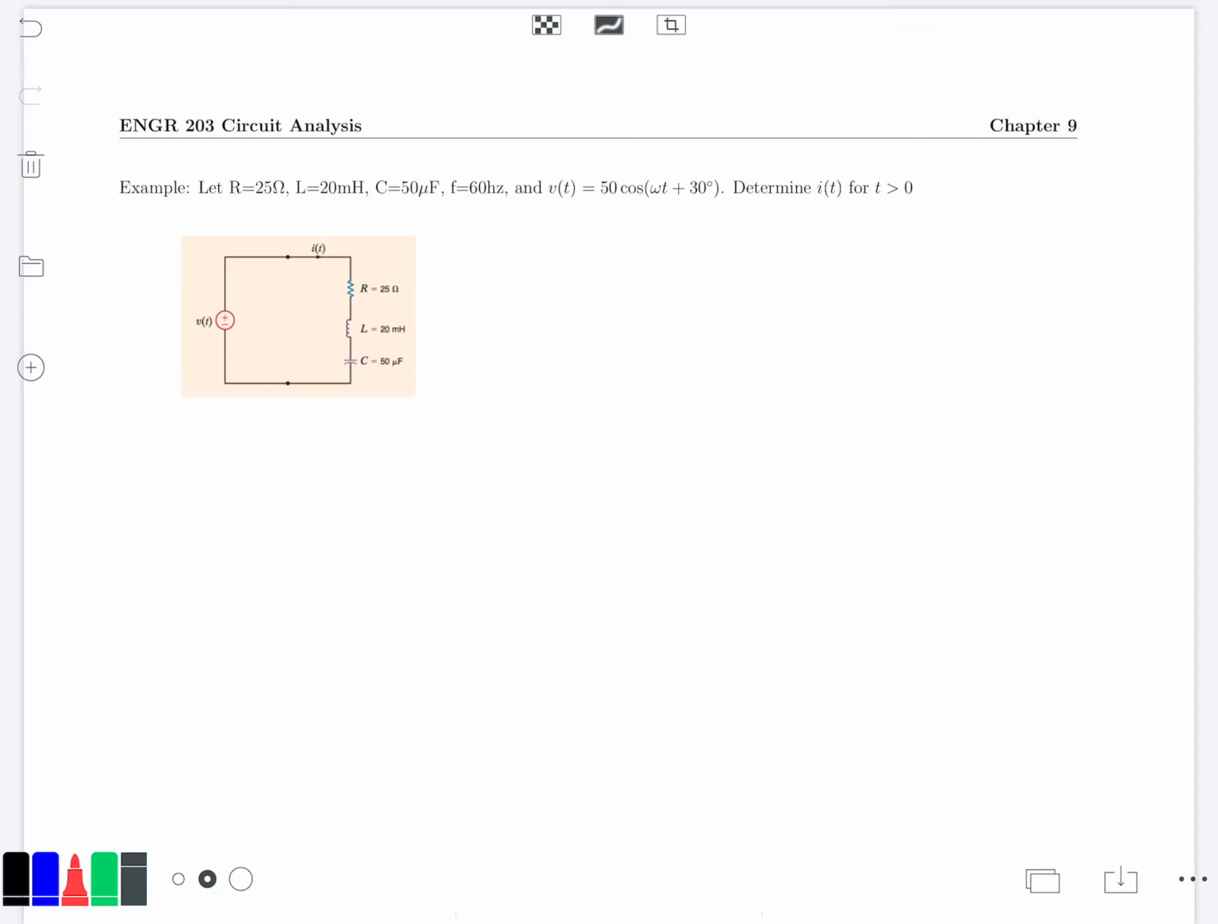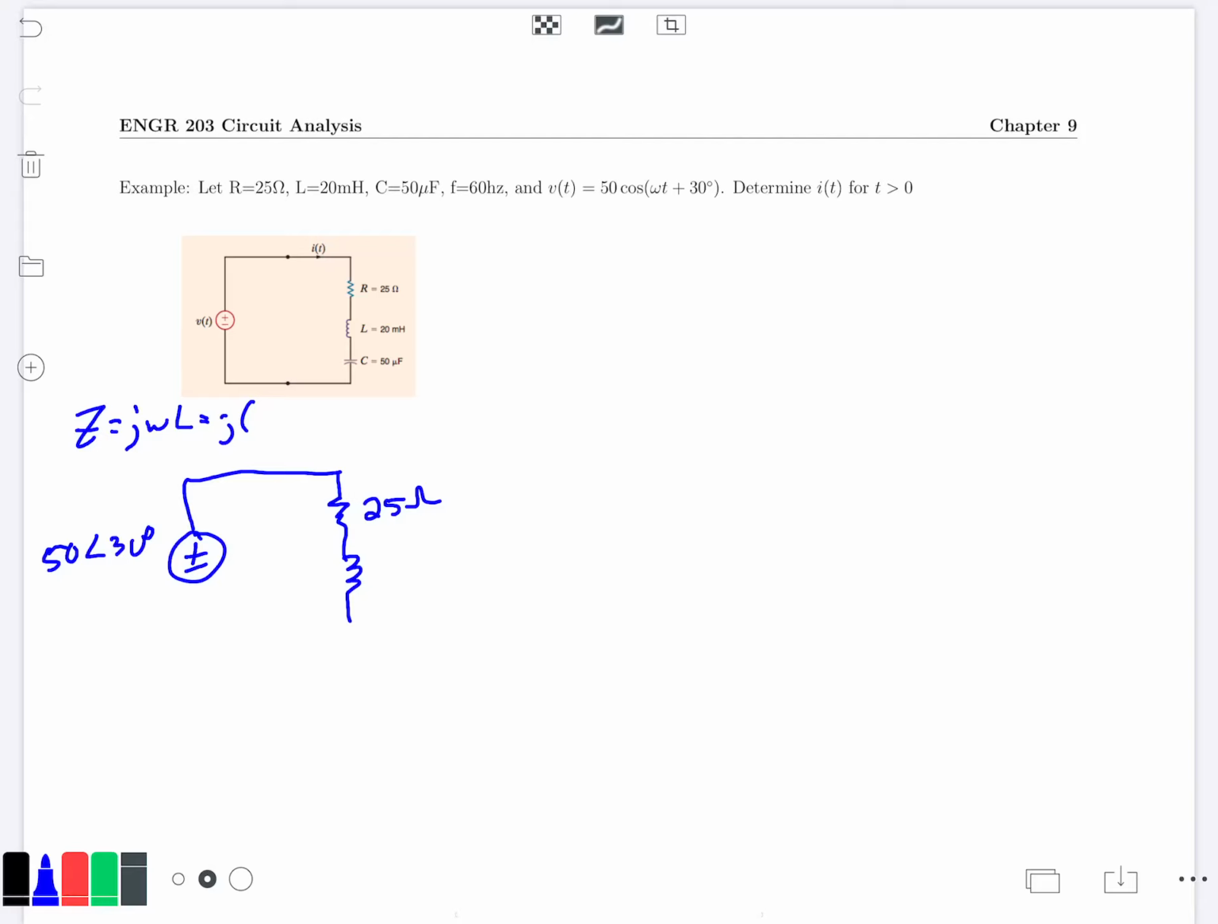I'm going to write down the phasor version of my circuit. My new voltage source is the phasor version of it: 50 angle 30. My resistor is the same, since the impedance of a resistor is the same as the resistance. For my inductor, we have the formula j omega L. My omega comes from the frequency, f is 60 hertz, so it's 2 pi times 60 times L, which is 20 millihenries. If I multiply all that together, I get 7.53 j.